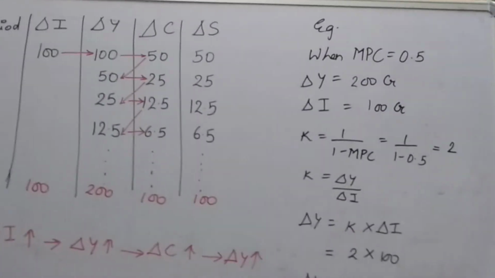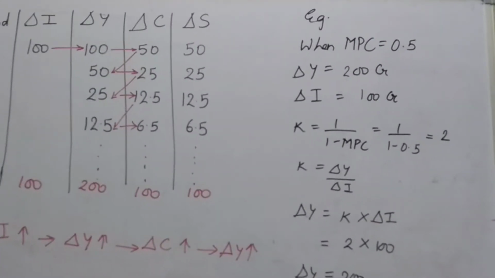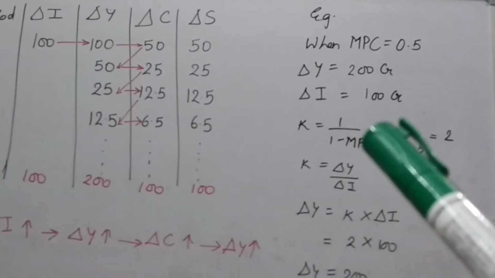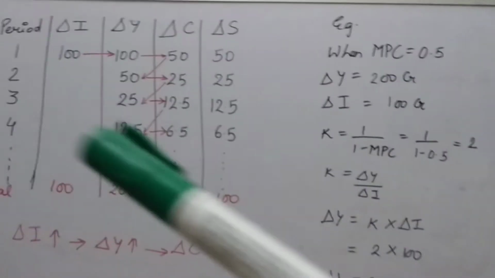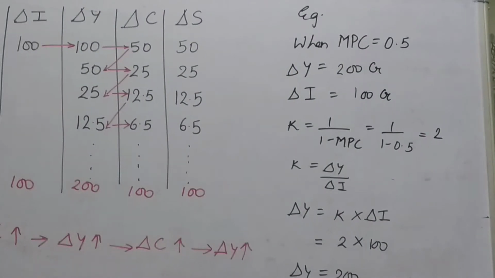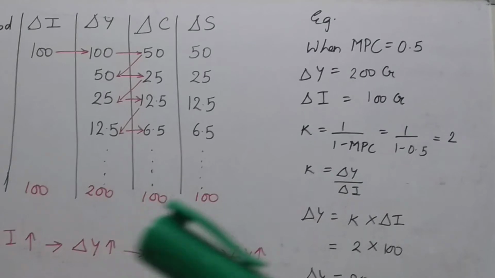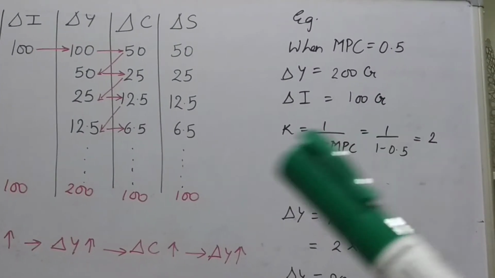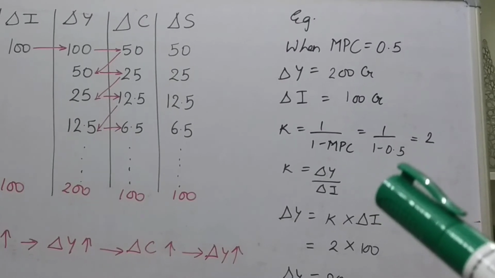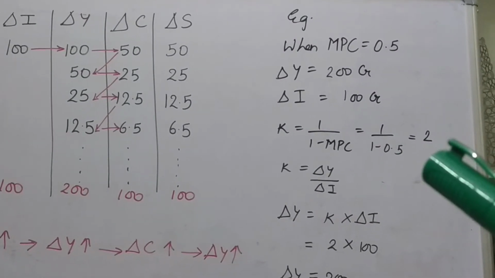Like MPC we have assumed 0.5, so MPS is also 0.5. If the first time investment is done of rupees 100 crores, the income changes by rupees 200 crore. Okay? That means change in the income is rupees 200 crore. Here we can explain: K equals 1 upon 1 minus MPC. तो MPC हमने assume करा है, that is 0.5. So multiplier value is 2.